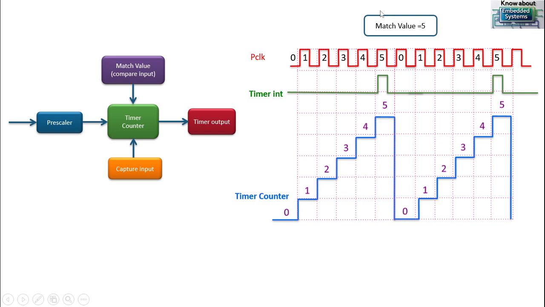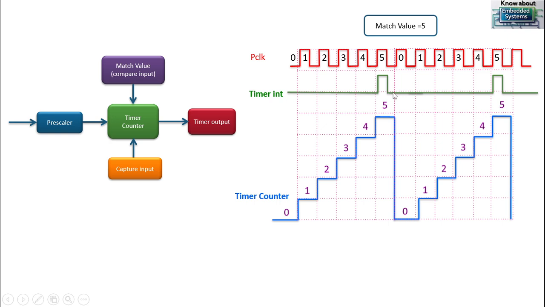And you just see here, the match value, or compare input, I have given as 5 here. So whenever your timer reaches 5, you can see 0, 1, 2, 3. This is your timer counter, this block. The timer counter will start counting 1, 2, 3, 4, 5. And whenever it reaches 5, the interrupt will be generated. So whenever both are equal, an interrupt will be generated.